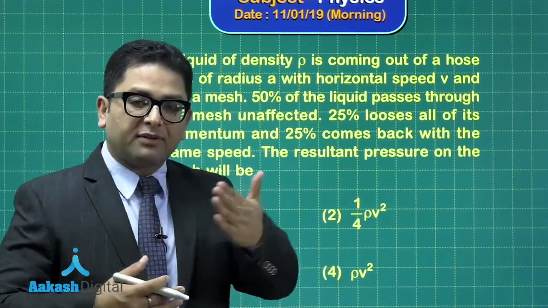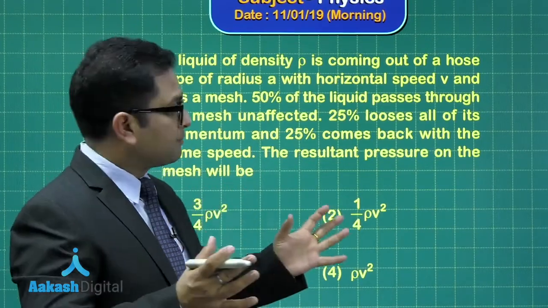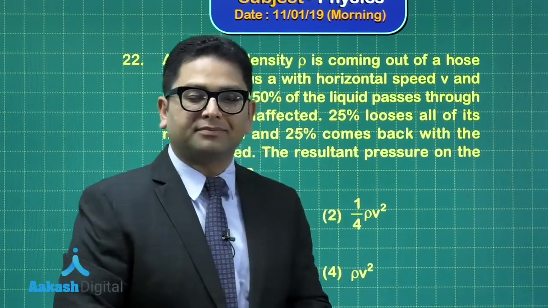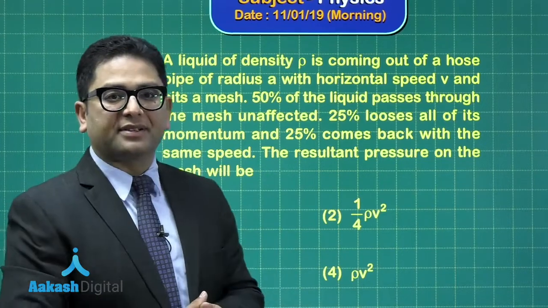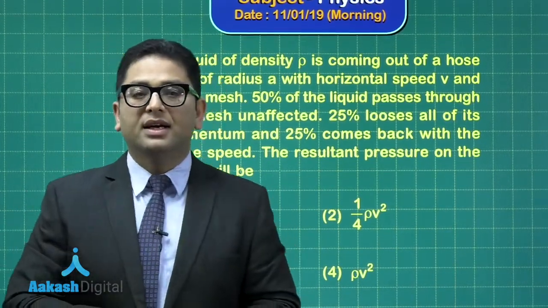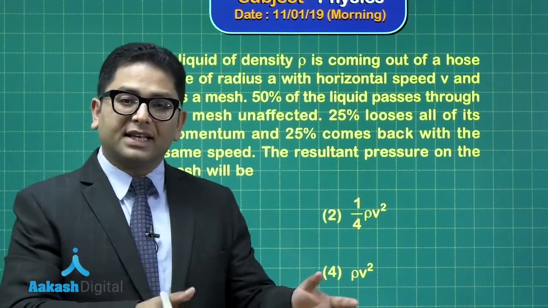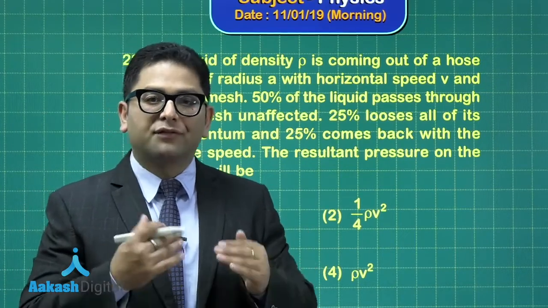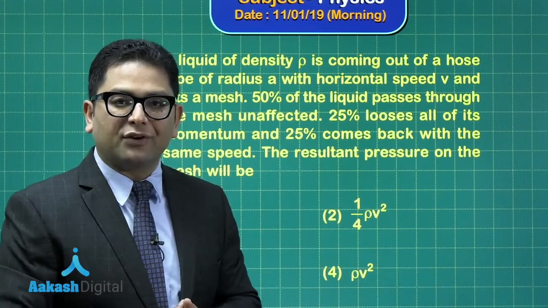That means whatever was the speed before hitting the mesh, after passing the mesh, the speed is the same. 25% loses all of its momentum, and the rest 25% bounce with the same speed. And we need to calculate the resultant pressure. Well, the pressure is created by the force, and force is exerted whenever there is a change in momentum. In other words, the first 50% which went unaffected is not going to exert any force.